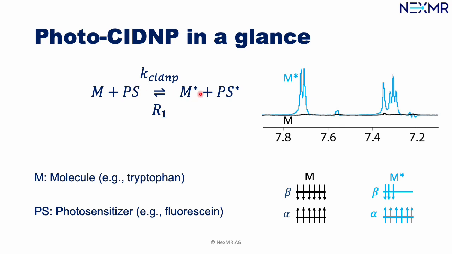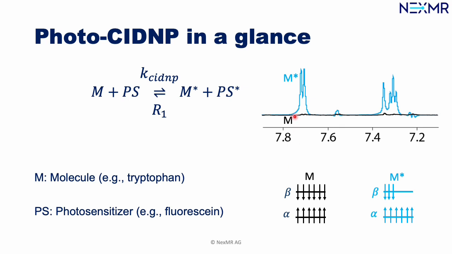And at the end of this process, you will have hyperpolarized molecule M, as well as the photosensitizer that will be hyperpolarized. These are the same molecules, but with a much bigger difference in the nuclear spin states, beta and alpha. And they just relax back to their ground state with the longitudinal relaxation.